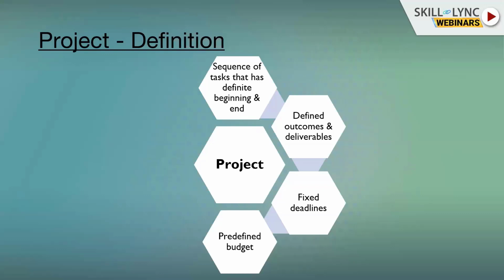Many people are involved in it. Many people, resources, and time are involved in it. So it has a fixed deadline, right? It has a fixed deadline of 45 minutes; we have to conduct that webinar in 45 minutes. So that is a fixed deadline. It has a fixed budget. It has a fixed outcome and deliverable.